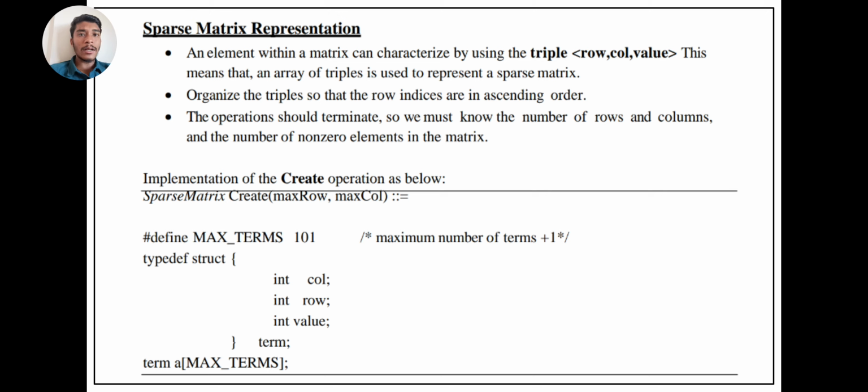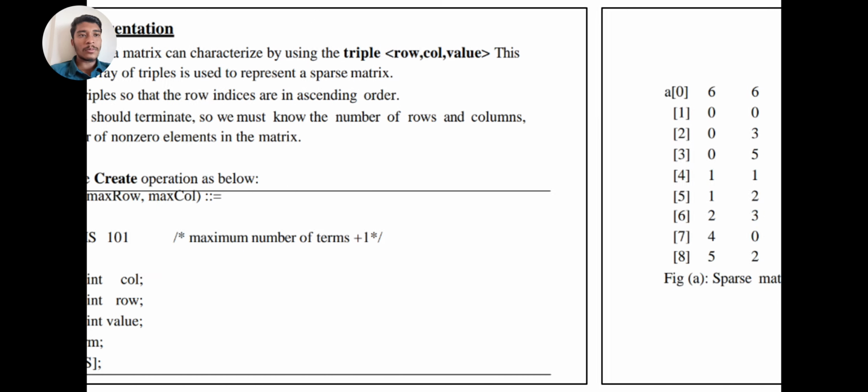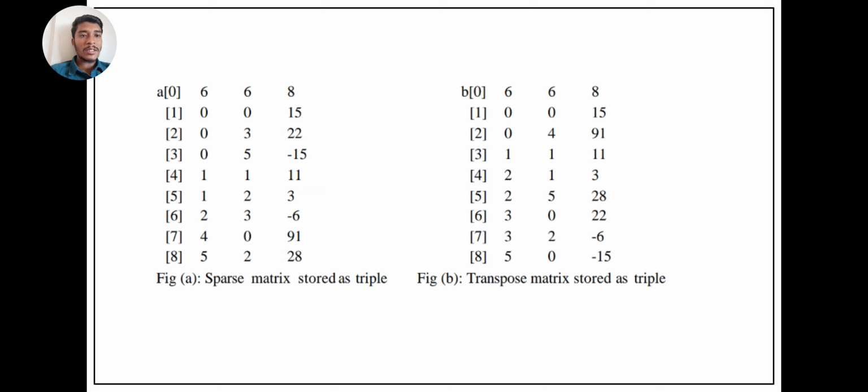Then the implementation of the create operation is as below: SparseMatrix Create(matrix row, matrix column). Define MAX_TERMS 101. Then typedef, where we are using a structure. We define the values, int column, int row, and int value, as terms. Then terms, we define the max terms. This is the step-by-step representation of the sparse matrix. The first figure is the sparse matrix stored in triples, and the transpose of matrix A is figure B.